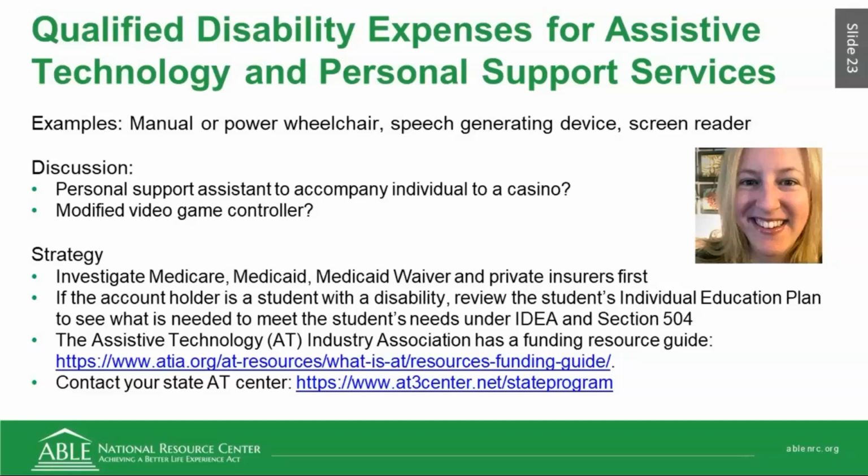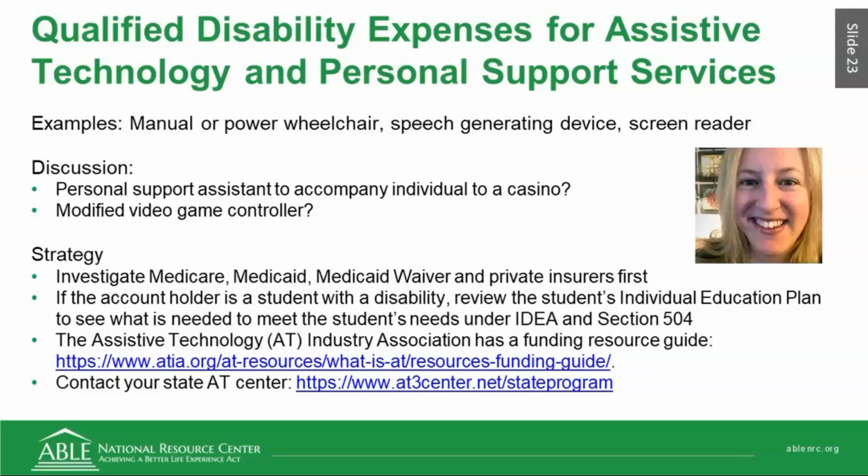He's published about 4 so far. He has 2 more in the works right now. They're really, really a good resource. So anyway, with that in mind, there's a couple of examples on your screen. A manual or power wheelchair, speech generating device, screen readers. It could also include things like hearing aids, other types of communication devices, computers, as Edward talked about, maybe apps. It could be personal support services, support services provided to an individual both within their home and outside of their home.